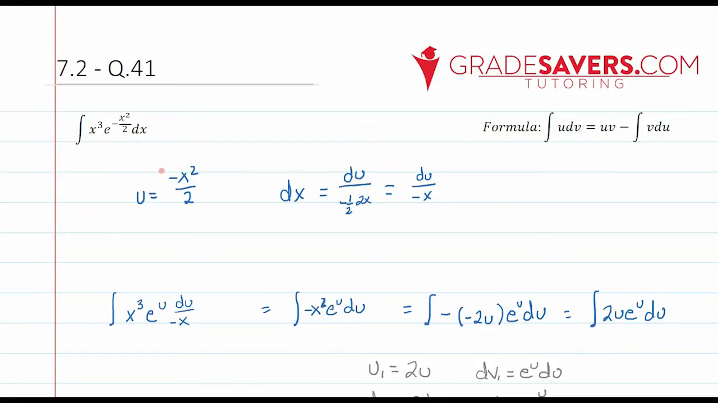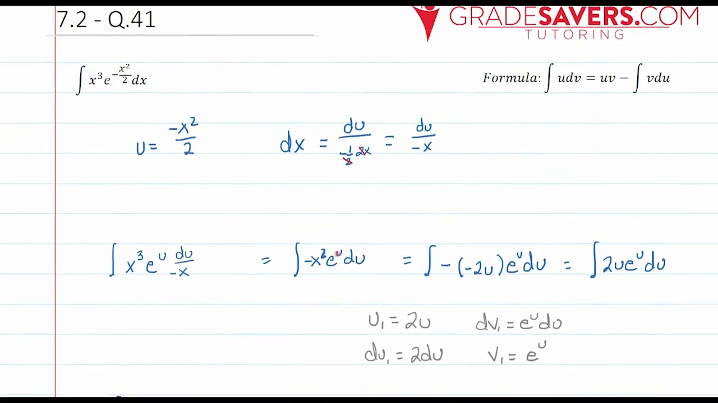So for us to use u substitution, let's let u equal to minus x squared over 2, and this means that dx must be equal to du divided by the derivative of minus x squared over 2, which is simply minus 1/2 times 2x. And we see here that this 2 here and this 2 here cancel out, so we're simply left with du over negative x. So let's begin our substitution.